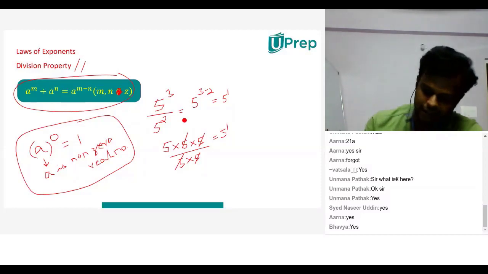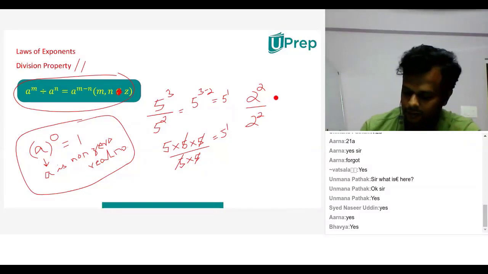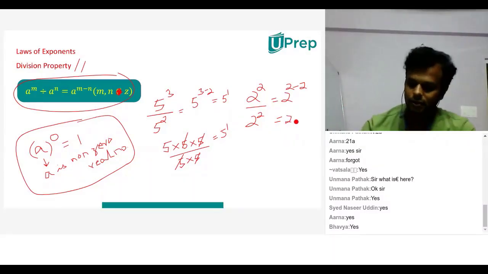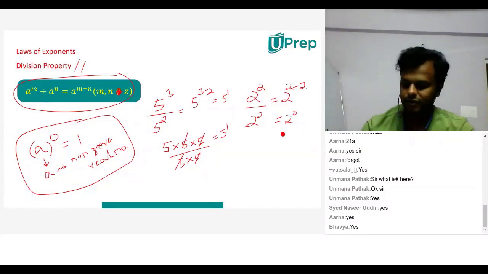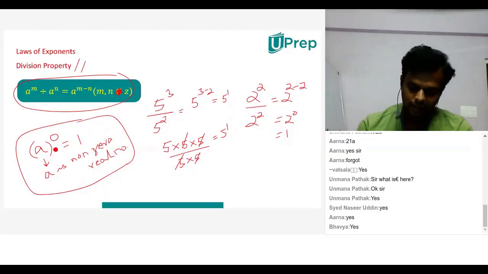Now if I change this example, first suppose I take 2. 2 square divided by 2 square can be written as 2 to the power 2 minus 2, which is 2 power 0. So 2 power 0 is 1. A is any non-zero real number, A power 0 is 1.